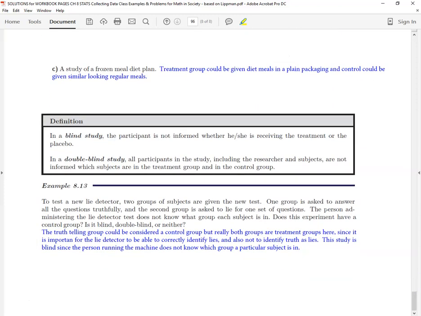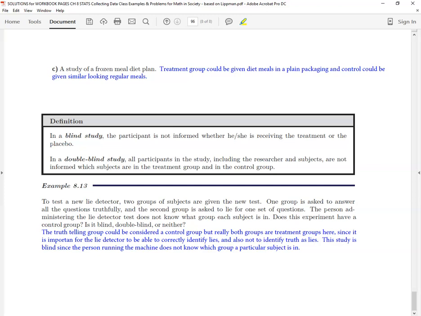And here's the last one, 8.13. To test a new lie detector, 2 groups of subjects are given the new test. One group is asked to answer all the questions truthfully, and the second group is asked to lie for one set of questions. The person administering the lie detector test does not know what group each subject is in. Does this experiment have a control group? Is it blind, double blind, or neither?